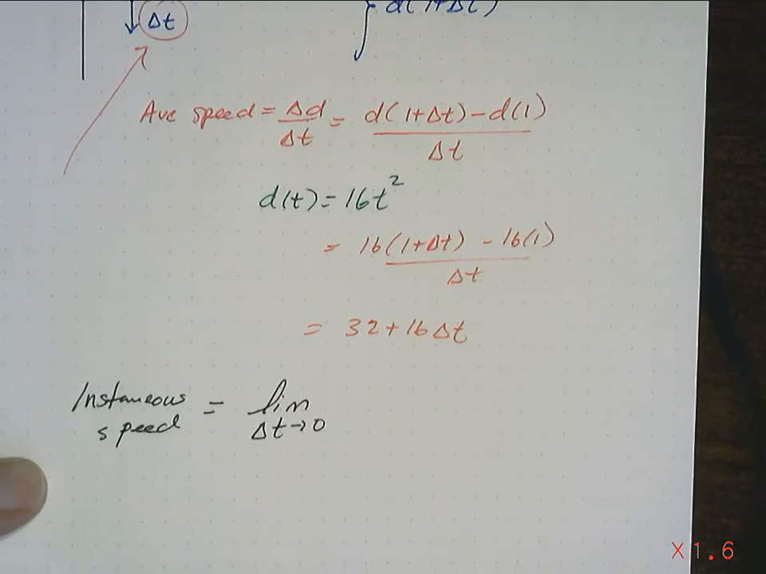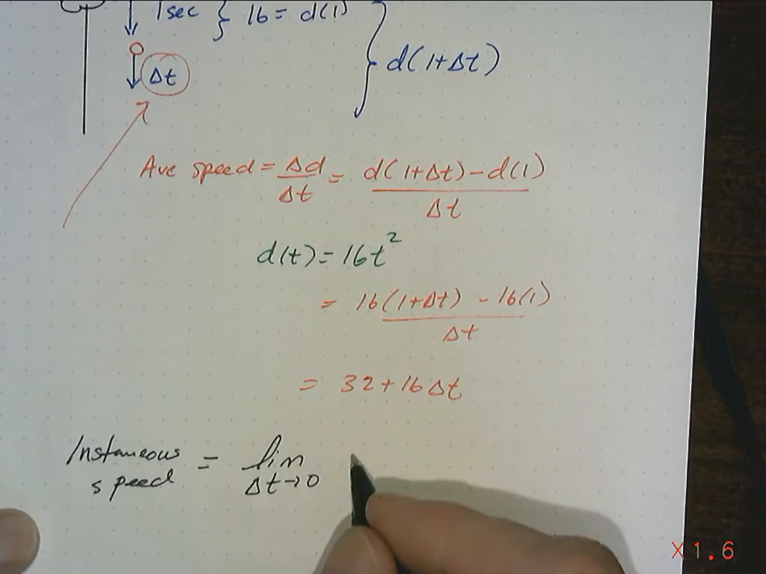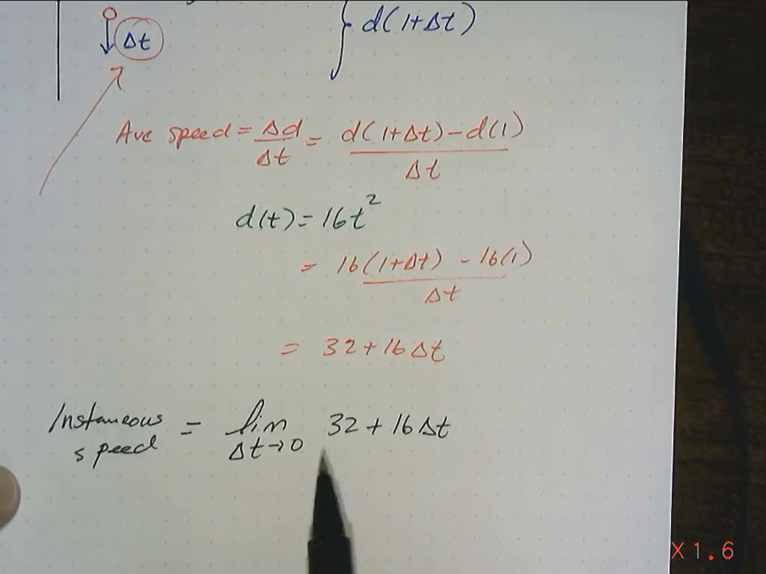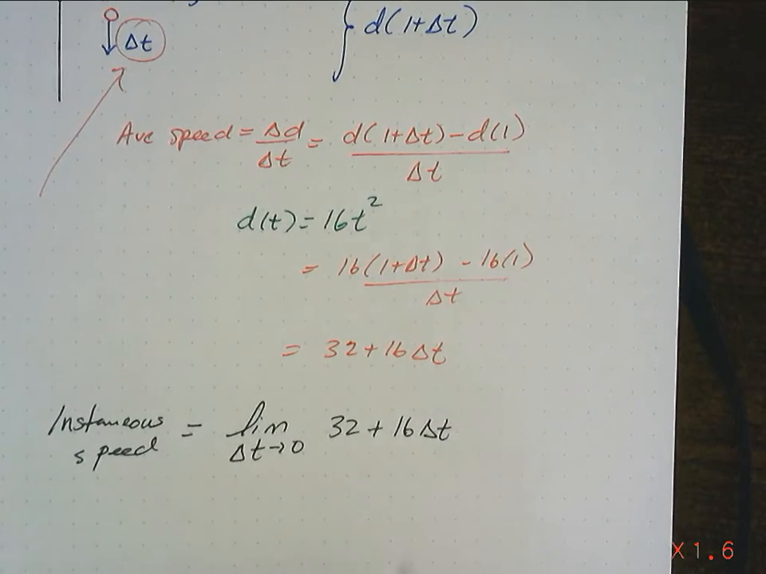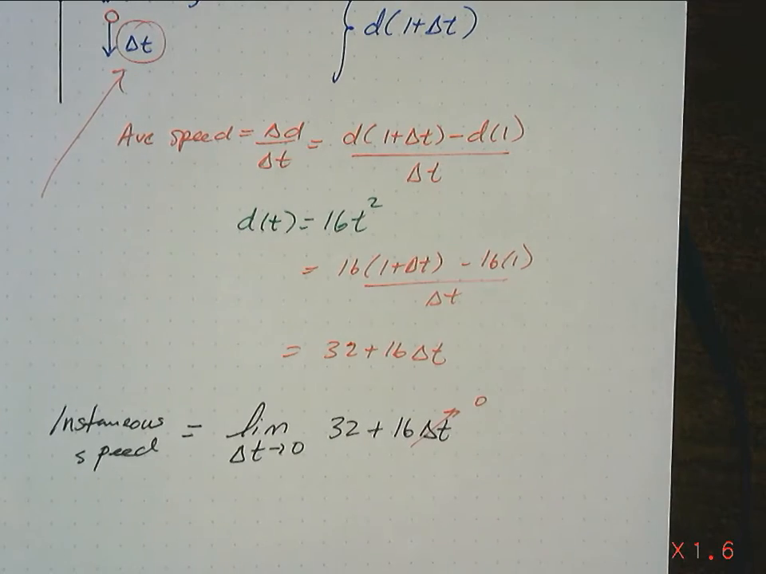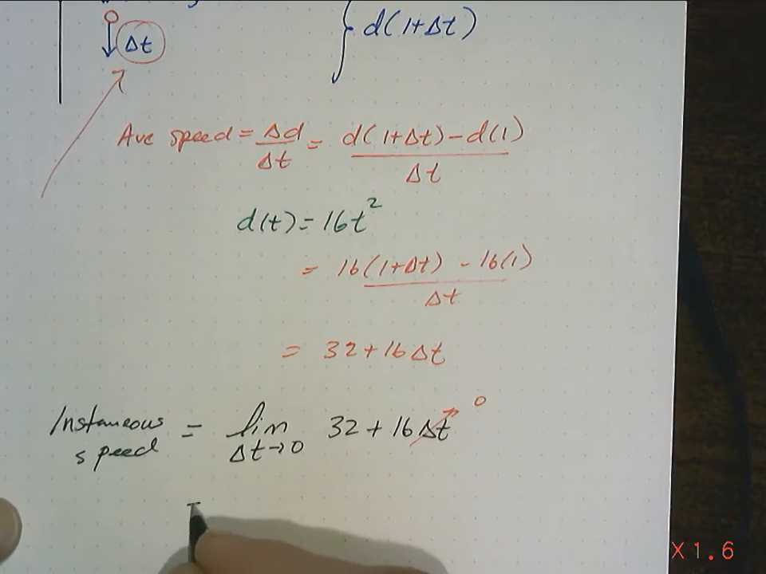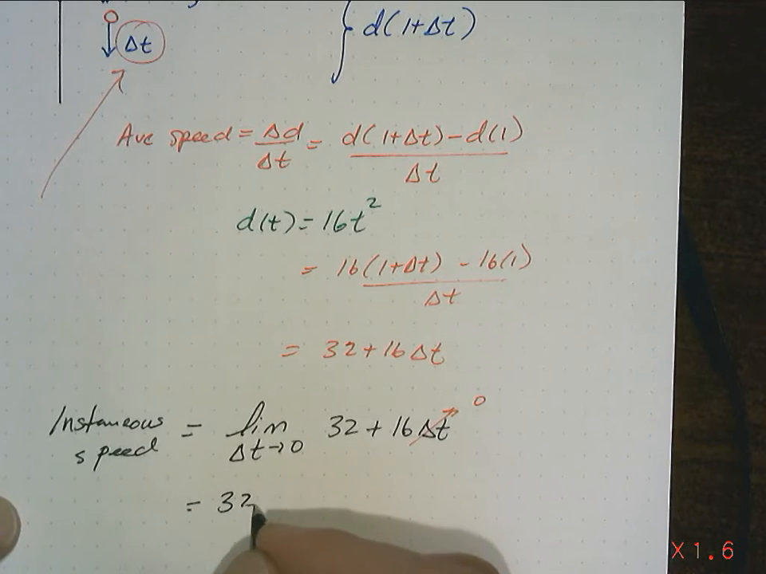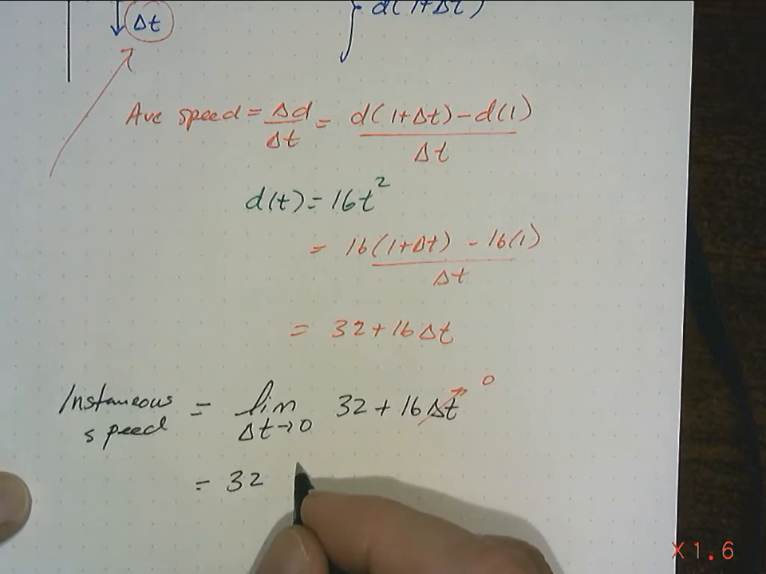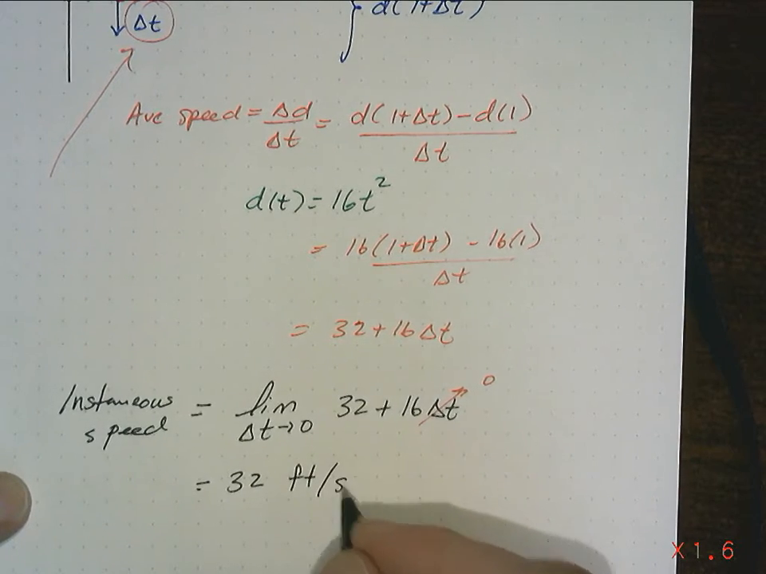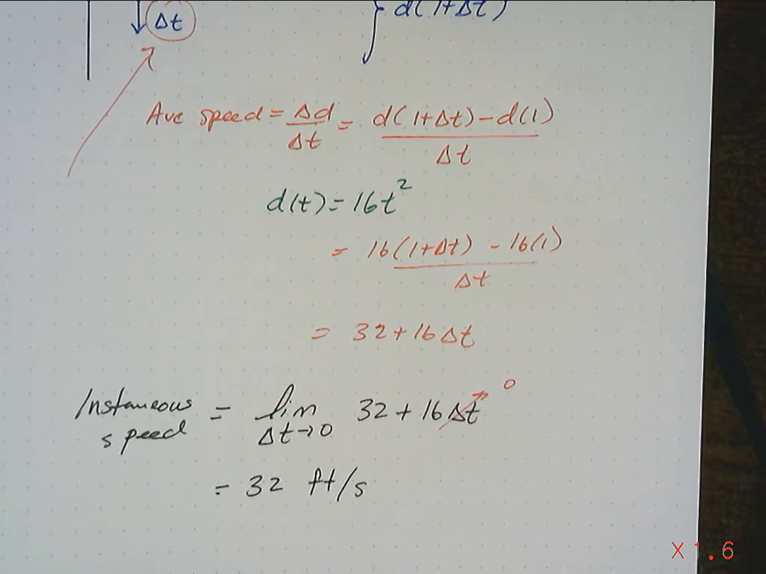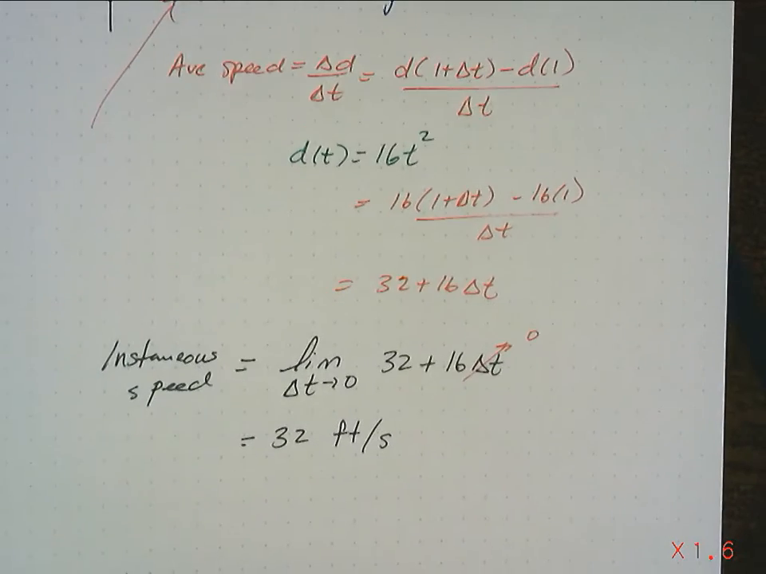So the little bit of extra time gets closer and closer and closer to 0, of 32 plus 16 delta t. He then came along and turned on the limit. So as delta t approaches 0, that term approaches 0. And guess what? He found out that the instantaneous speed of that apple falling at t equals 1 was 32 feet per second. And you have just solved a problem from antiquity.